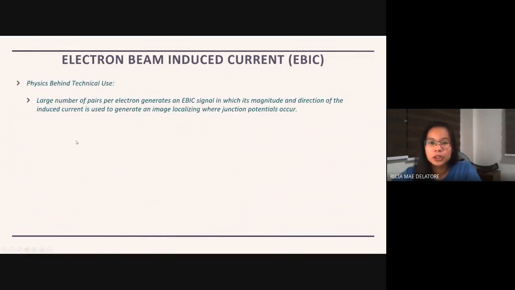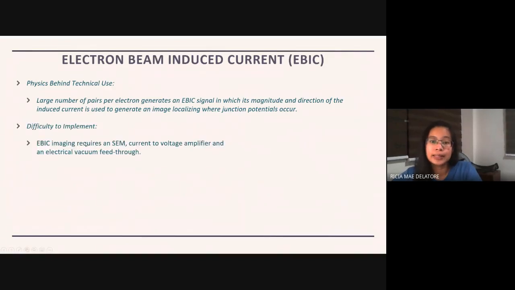Another is that a large number of pairs per electron generates an EBIC signal, in which the magnitude and direction of the induced current is used to generate an image localizing where junction potential occurs. This is primarily the purpose of the EBIC technique, to locate where the junction potential occurs.